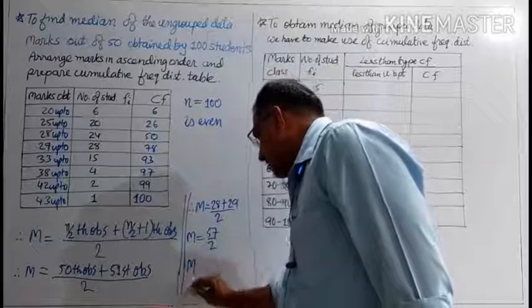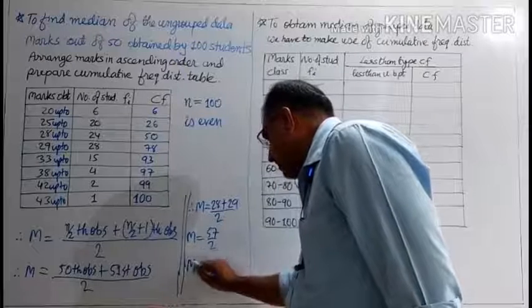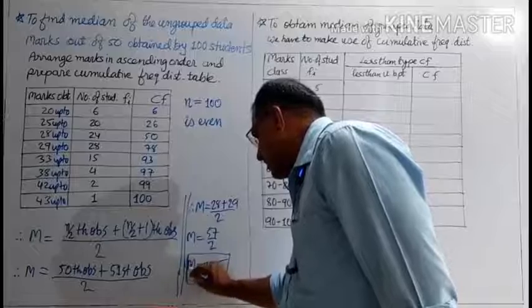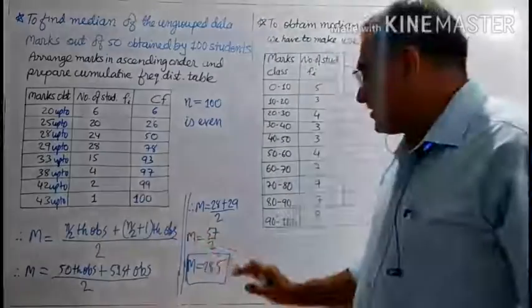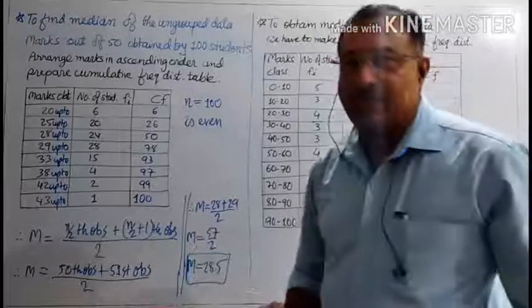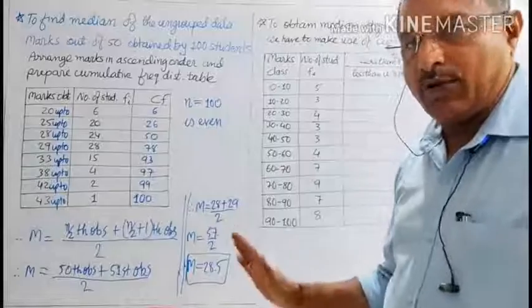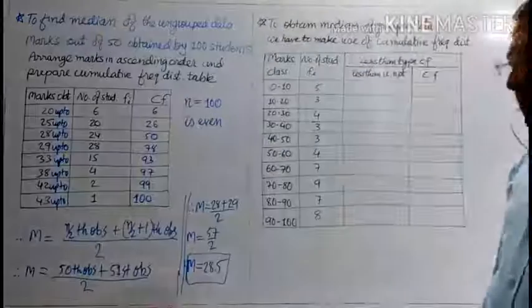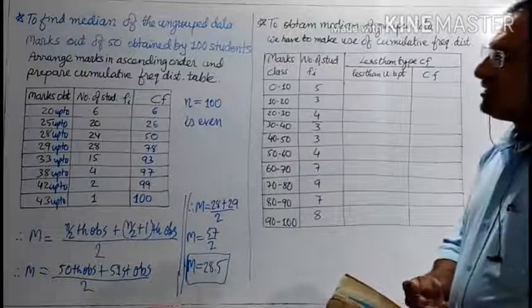And that is, we say here median is equal to 28.5. So 28.5 is a median. That means that 50% of the students have scored marks less than 28.5 and 50% have scored marks more than 28.5. So that is what here median of ungrouped discrete data.